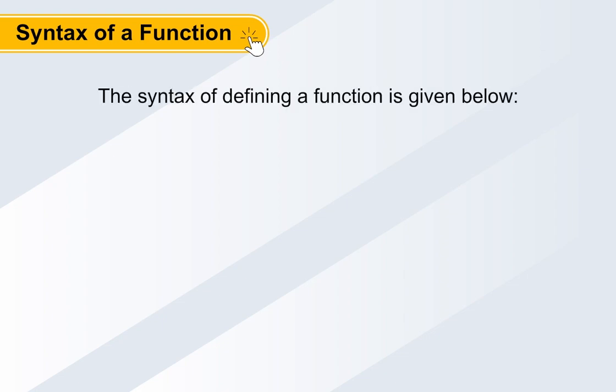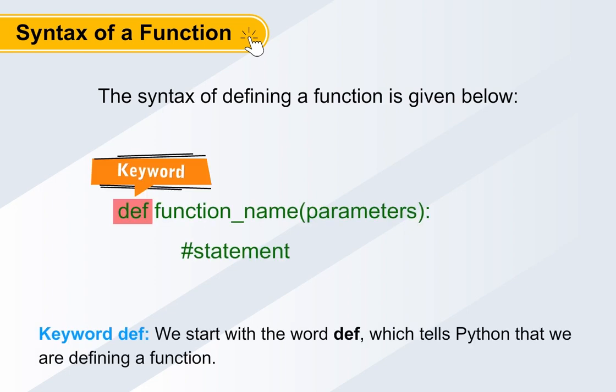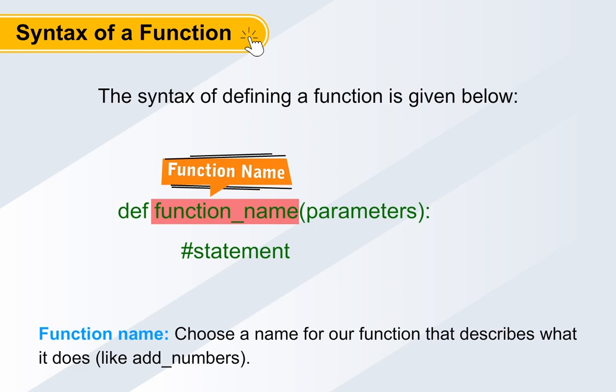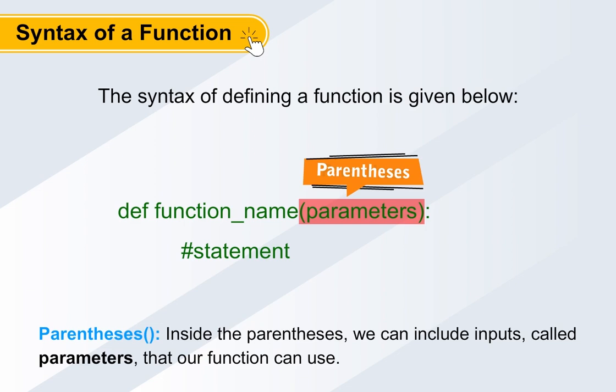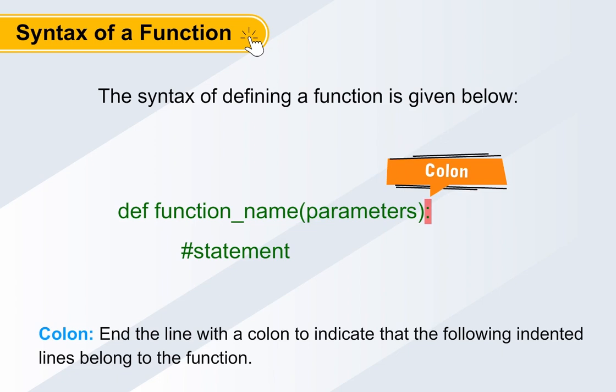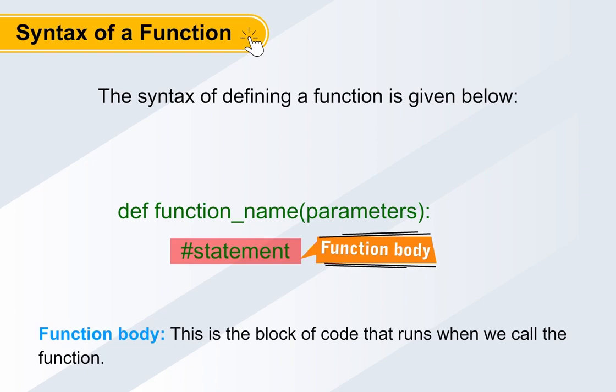Syntax of a function. The syntax of defining a function is given below. Keyword def. We start with the word def, which tells Python that we are defining a function. Function name. Choose a name for our function that describes what it does, like add_numbers. Parentheses. Inside the parentheses, we can include inputs called parameters that our function can use. Colon. End the line with a colon to indicate that the following indented lines belong to the function. Function body. This is the block of code that runs when we call the function.